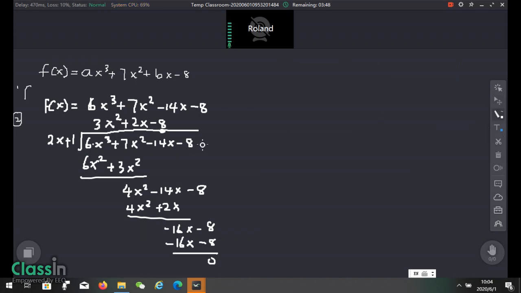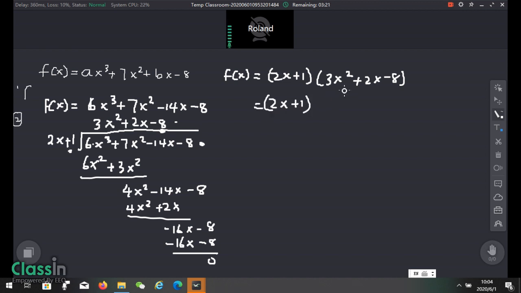If we divide this expression, the dividend, by the divisor, it means we have f of x being equal to 2x plus 1, the divisor, multiplied by the quotient, the answer, which is 3x squared plus 2x minus 8. So this is a quadratic expression. Of course, we can factorize this expression. If we factorize this, we have 3x minus 4 and x plus 2. If you do not know how to factorize, please check my video on factorization. And these are the factors.